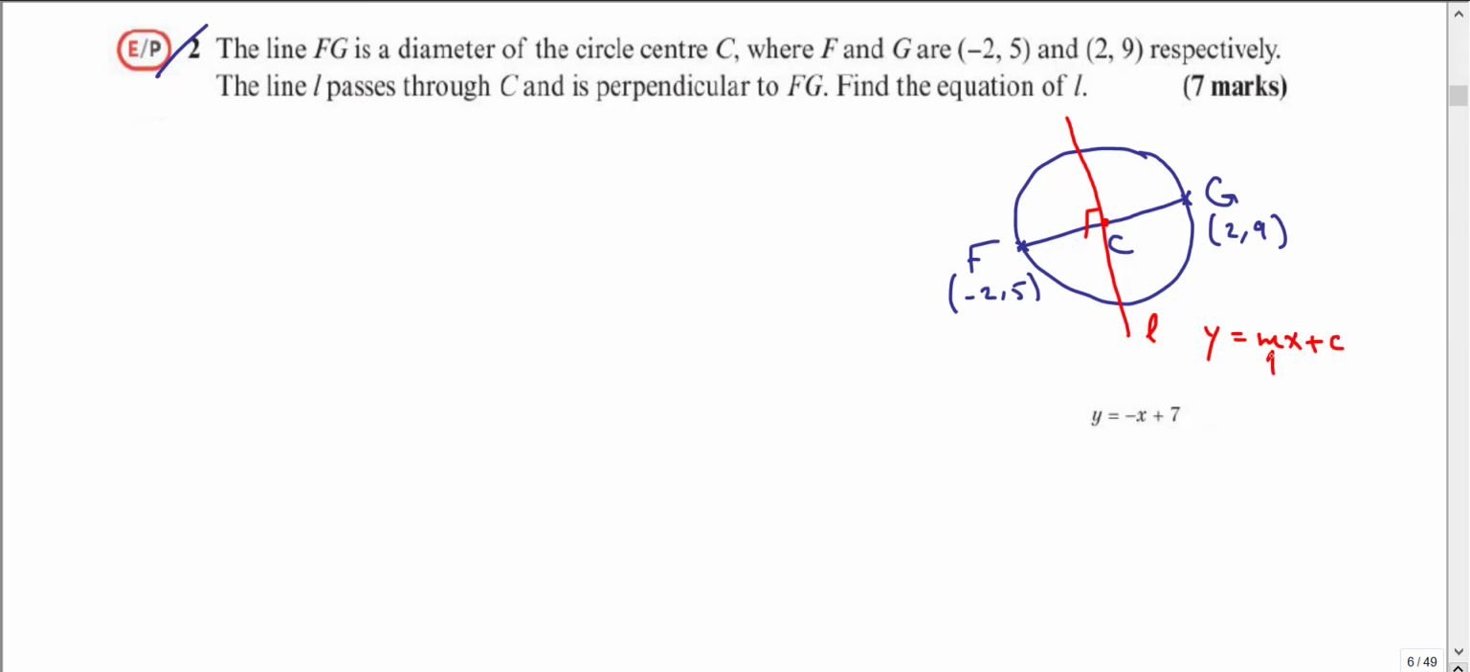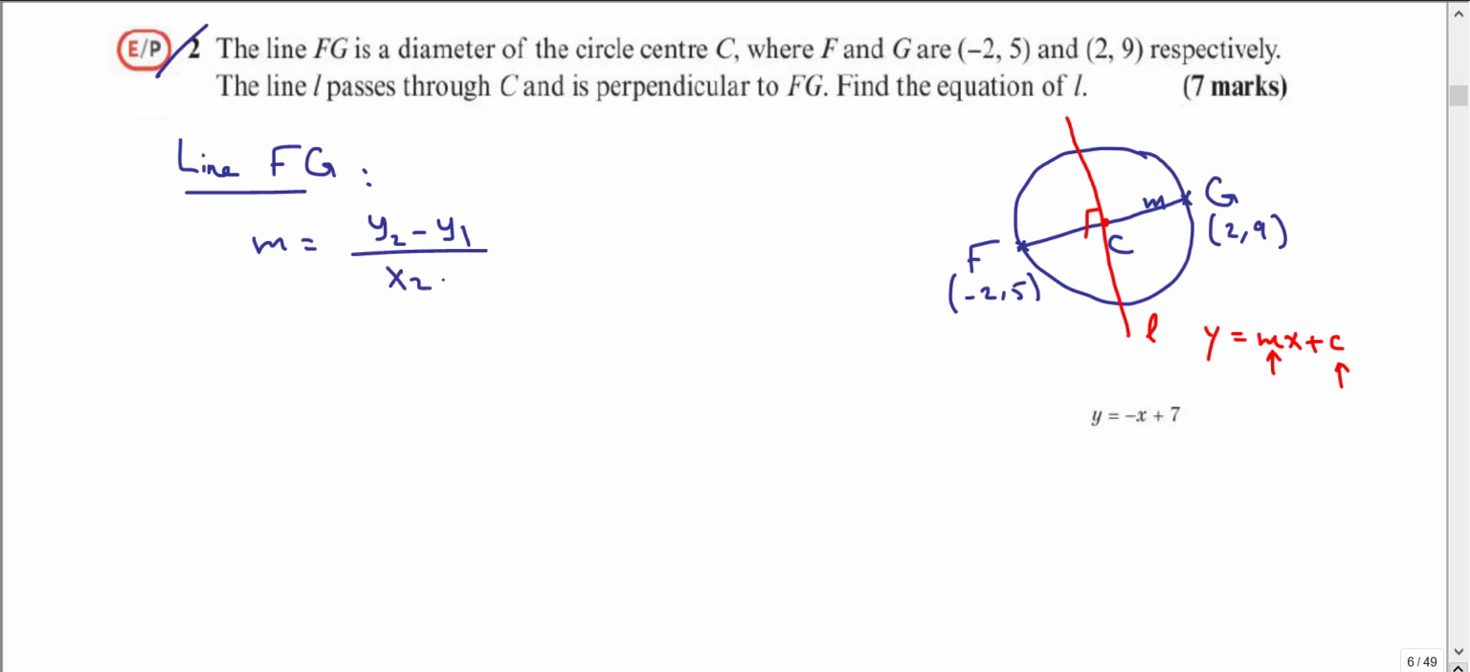We need the gradient, Adam, and we need the y-intercept. How to get the gradient of line L? We can't. We get m equals y2 minus y1 over x2 minus x1. Yes, but this is for line FG. We don't have 2 points on line L. So what we can do is you get the gradient of FG, which is m, and you do it this way.